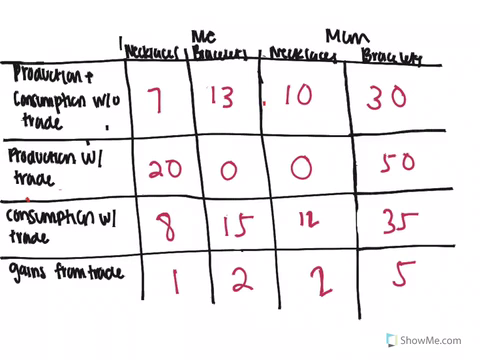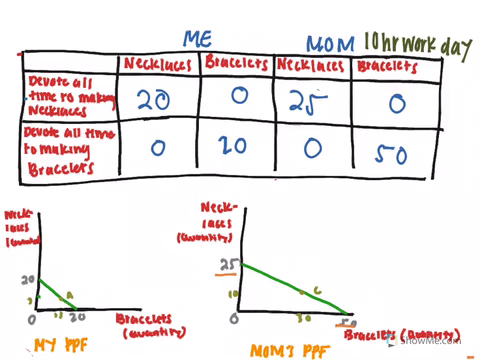Finally, looking at this table, we can see what would happen if I specialized in the good in which I had the lower opportunity cost, and if my mother specialized in the good in which she had the lower opportunity cost. We can see the production and consumption without trade for myself in necklaces and bracelets, and for my mother in necklaces and bracelets. Going back to the first slide, point A corresponds to 7 necklaces and 13 bracelets made in a 10-hour workday, and point C corresponds to 10 necklaces and 30 bracelets made in a 10-hour workday.